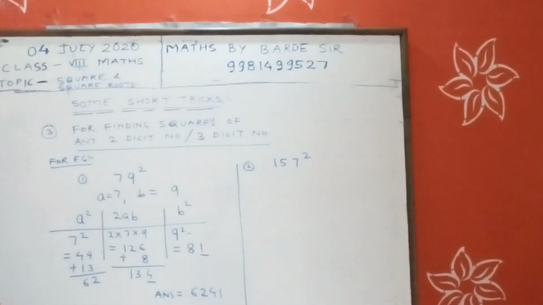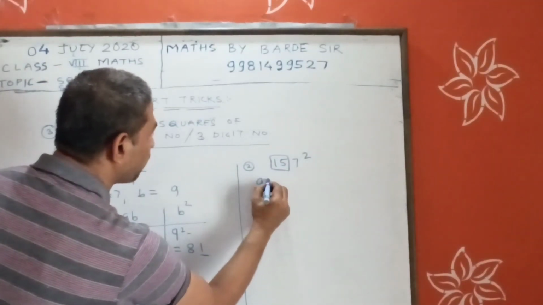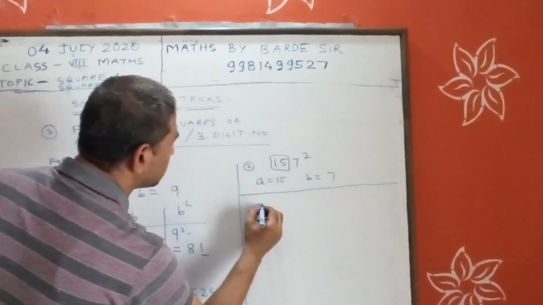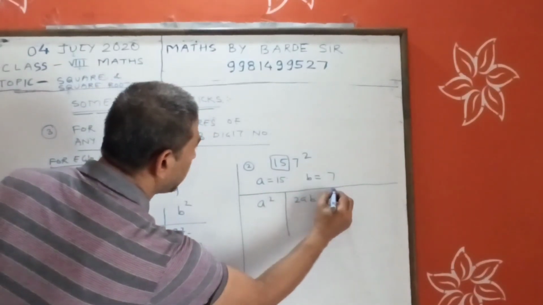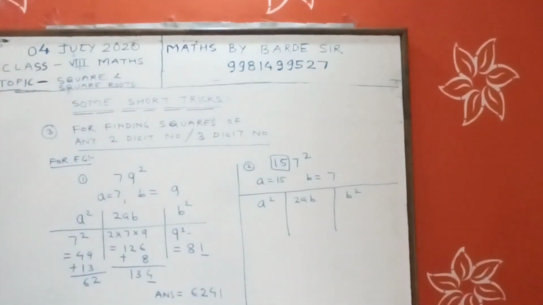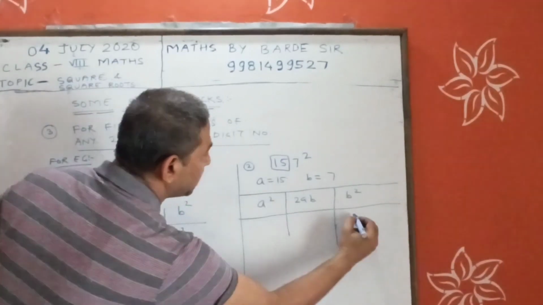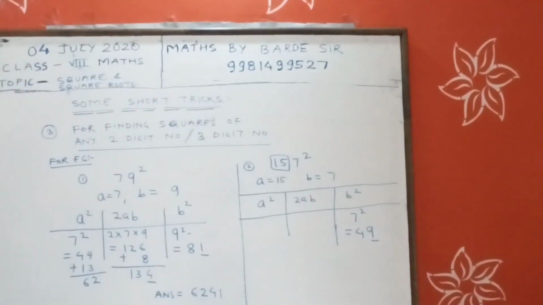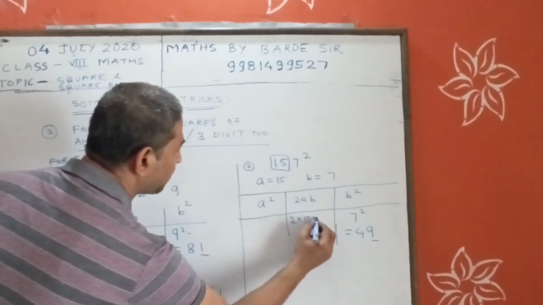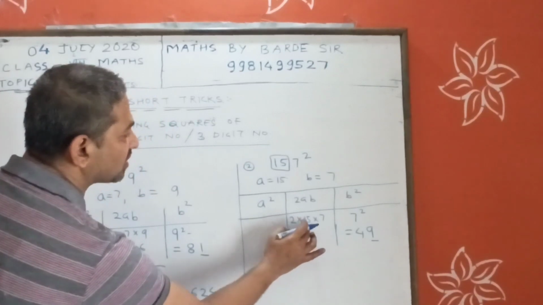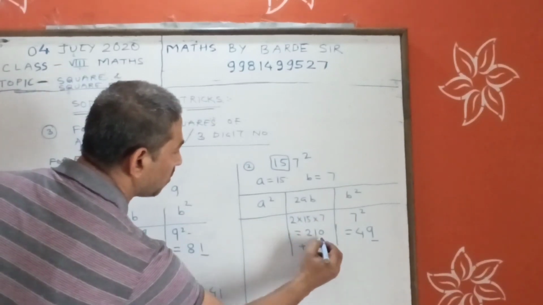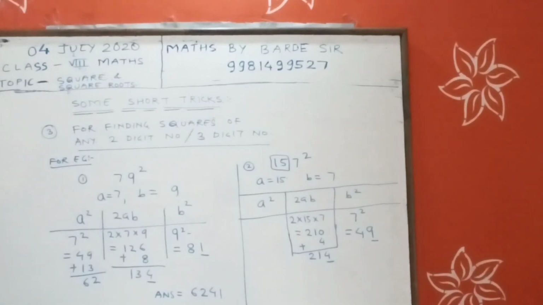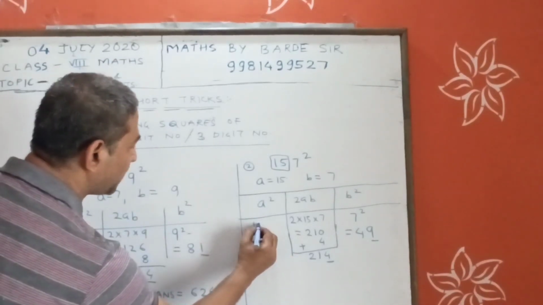157 square. Now A will be 15 and B is 7. A square, 2AB, B square. B square, 7 square, 49, underline 9. 2AB. 2 into 15 into 7. 15 into 2 is 30 into 7 is 210 plus 4, 214. 4 underlined, 21 carryover, then 15 square.